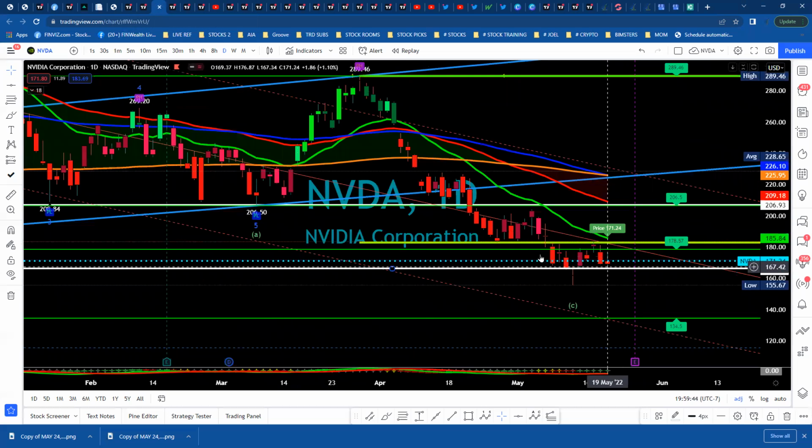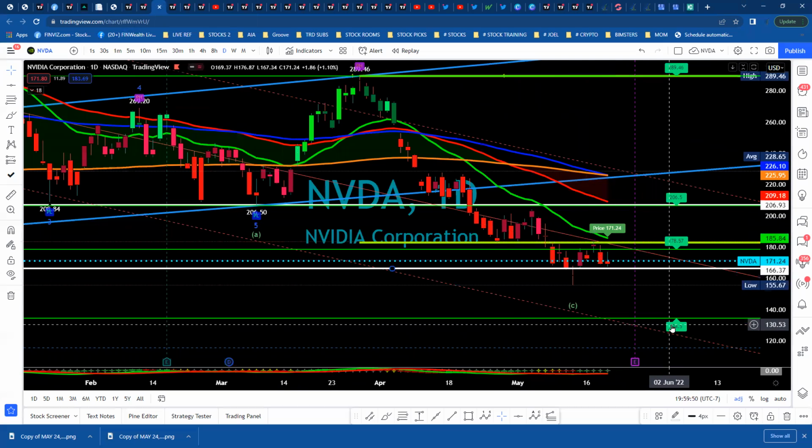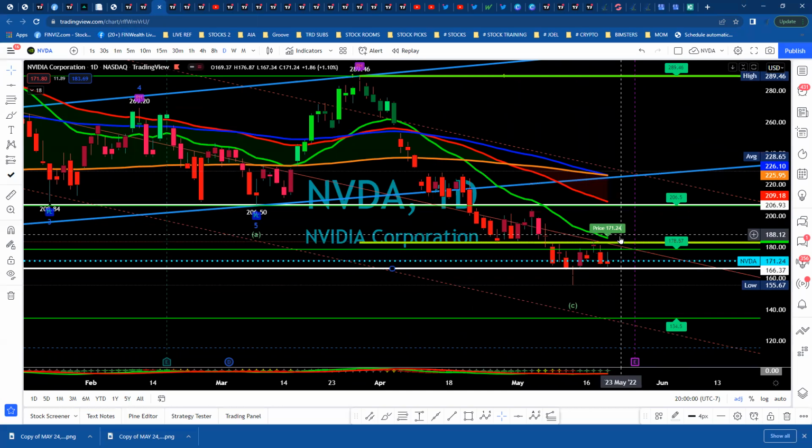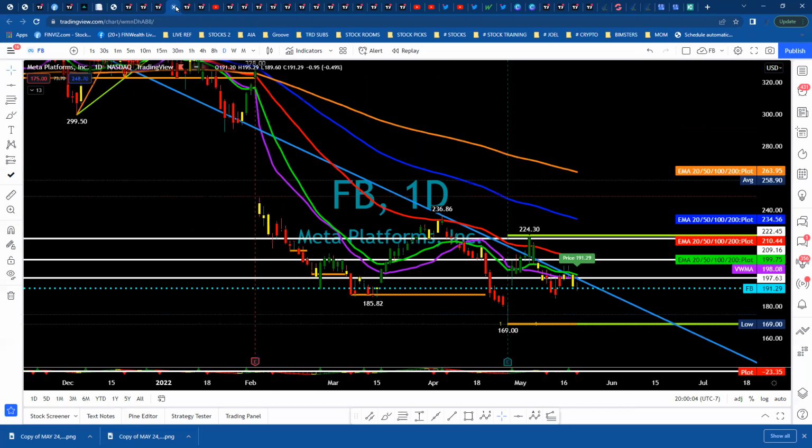NVIDIA, we're just kind of consolidating here towards the bottom. We haven't broken our support line here at 166.37, but if we do, this 134.50 is on the docket. And this could possibly be considered a bear flag, but it's been holding too, so it could very well bounce if the market decides to move up.